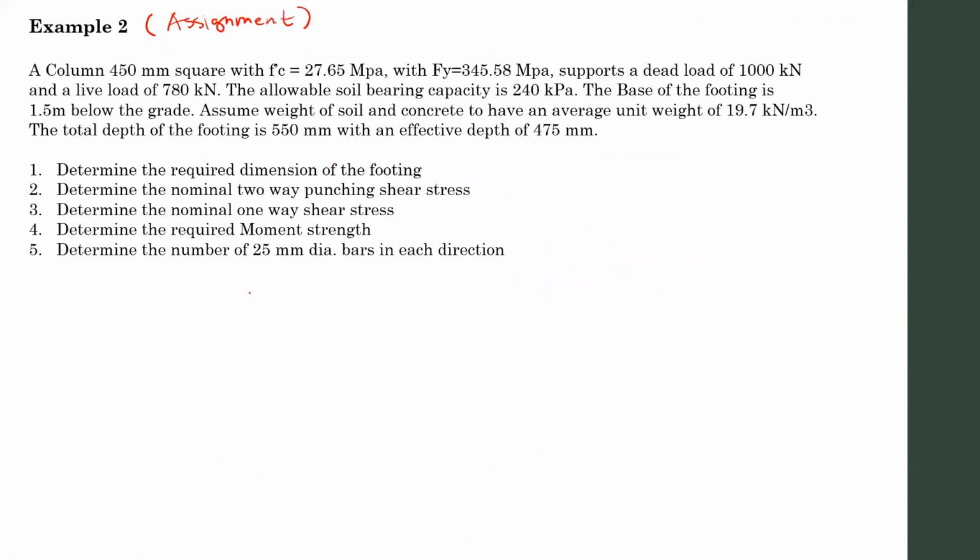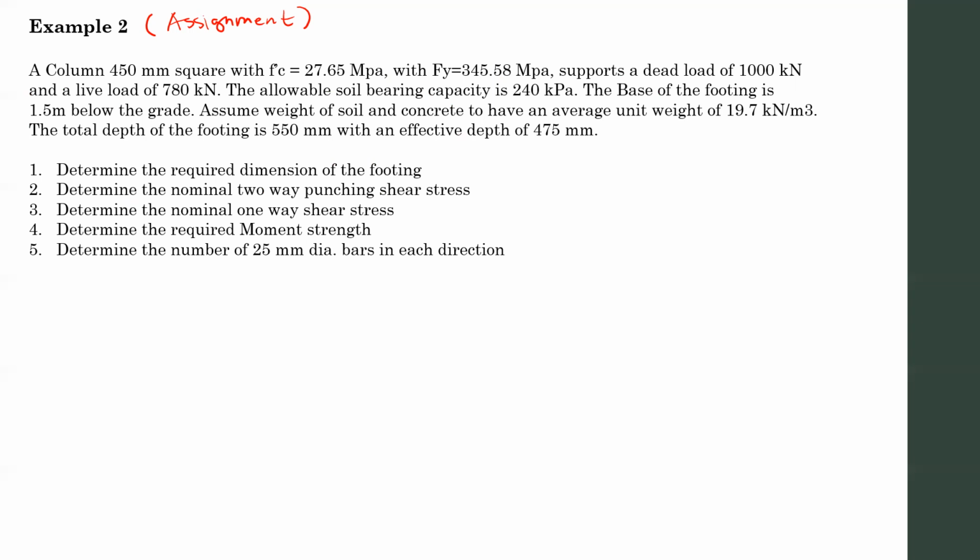Sige. For your assignment, a column for 50 mm squared with compressive strength 27.65, fy 345.58, supports a dead load of 1,000 and a live load of 780. Yung allowable soil bearing capacity nyo is 240. The base of your footing is 1.5 below the grade, and assume the weight of the soil and the concrete to have an average unit weight of 19.7. Okay. So the total depth of the footing is 550 millimeters with an effective depth of 475.